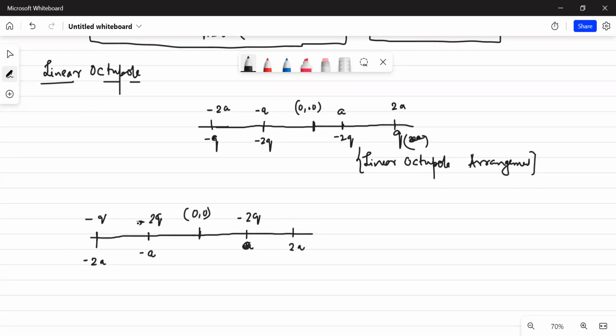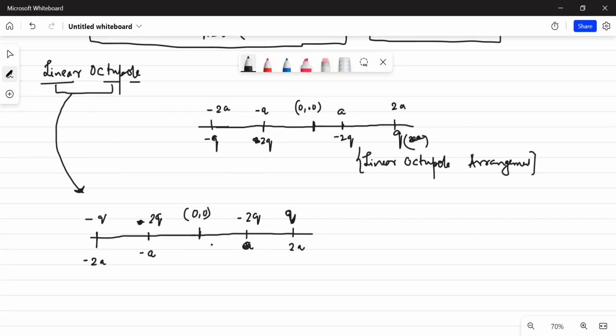Oh, sorry, there would be a mistake here. So this cannot be the case, sorry. Okay. And here I had this charge. So this is known as your linear octupole arrangement. So this is called your linear octupole. So here you have a linear octupole arrangement.